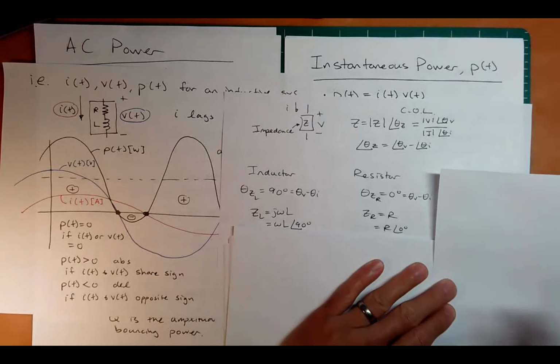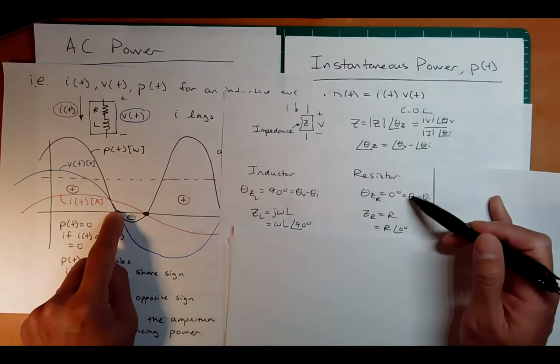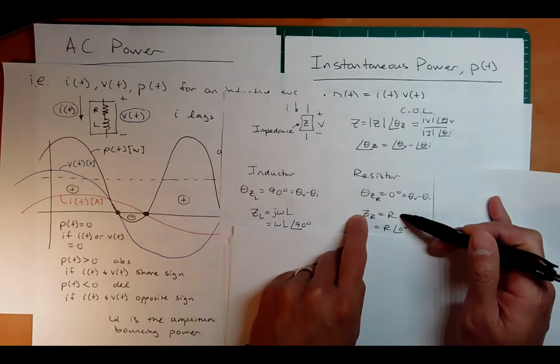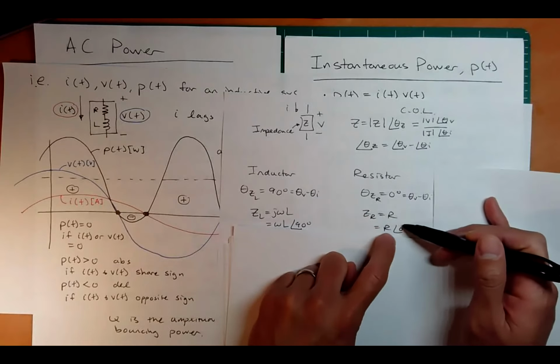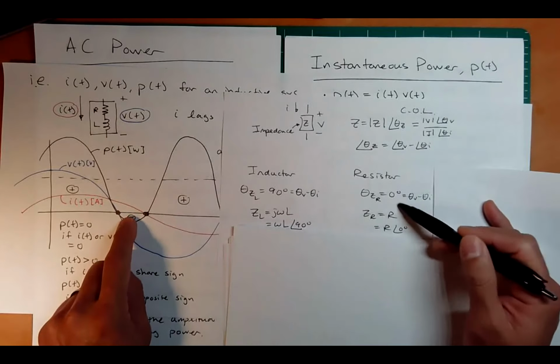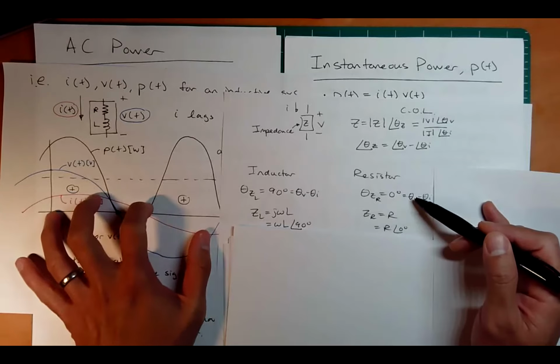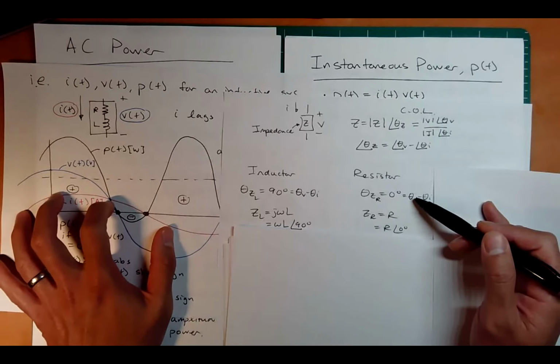If it's a pure resistor, the phase difference between the current and the voltage is 0. And we can see that from our impedance, Z_R equals R, with a phase of 0. So that means theta V minus theta I is 0. So that's like this current is shifting to the left now, and it becomes more and more in phase with the voltage.